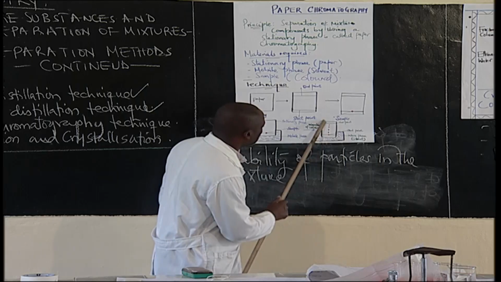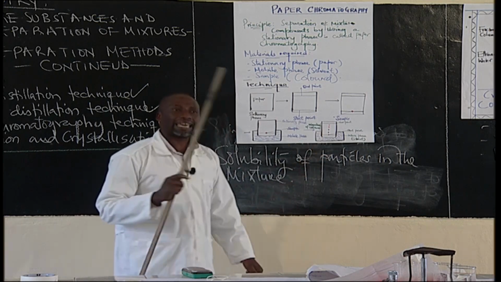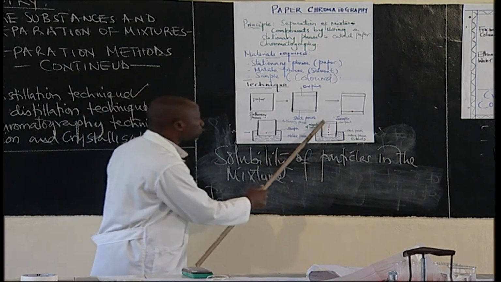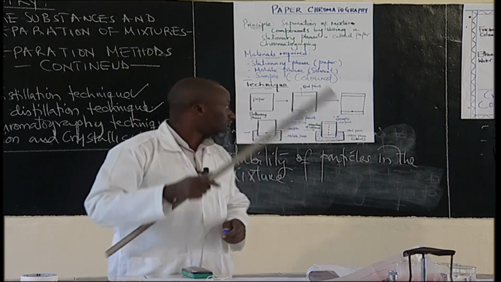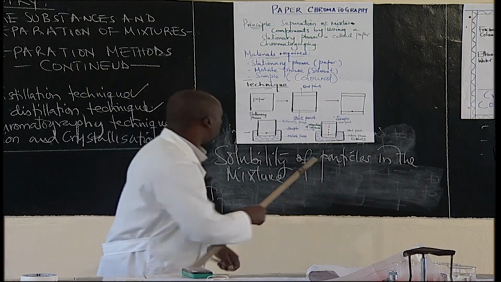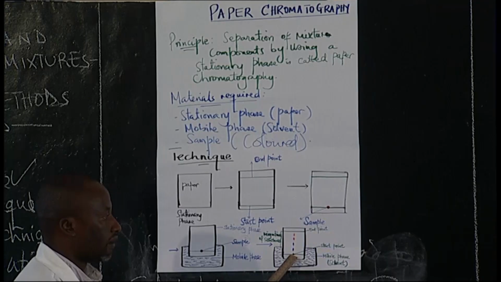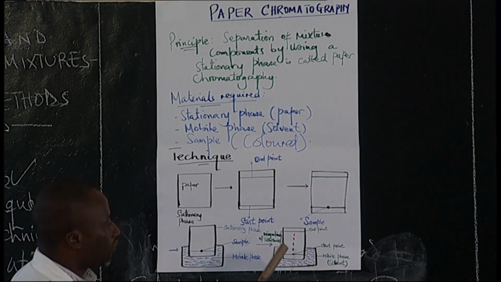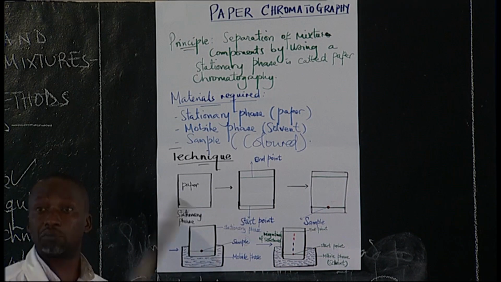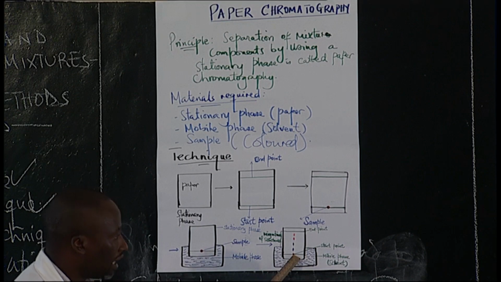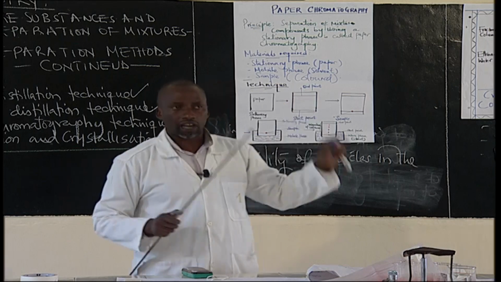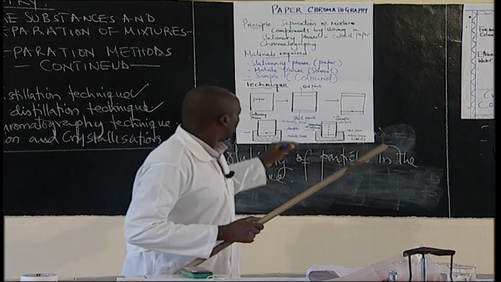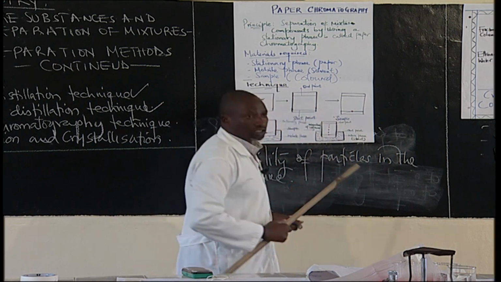So the number of spots here indicates the number of components within that sample that is here. So the movement here, if we have 1, 2, 3, 4, so that means in this sample here, there are 3 different components. So 3 different colors. Therefore, that is how it is operated.